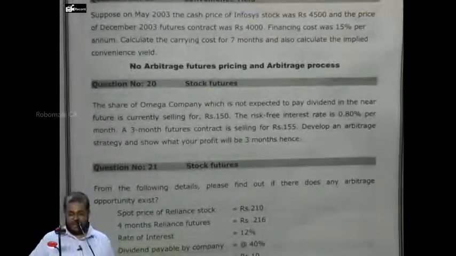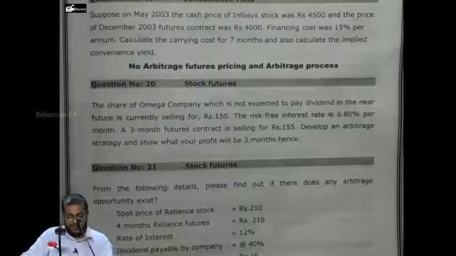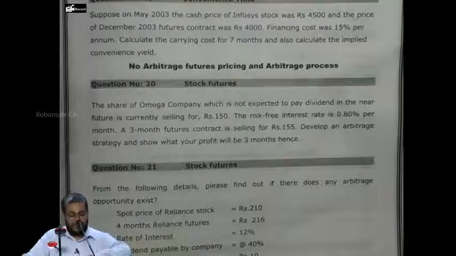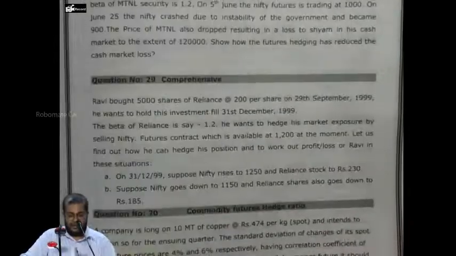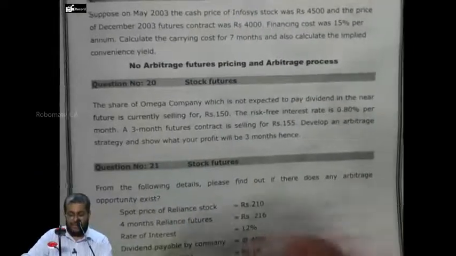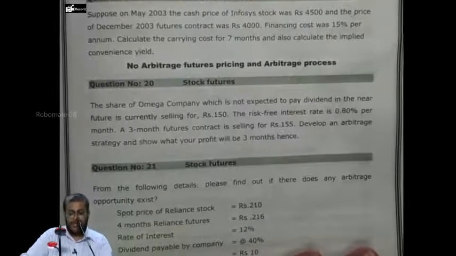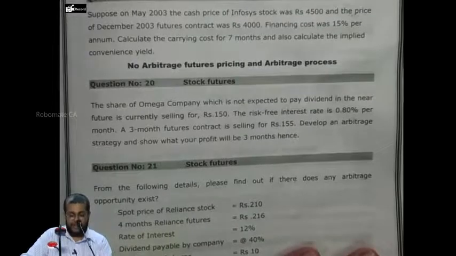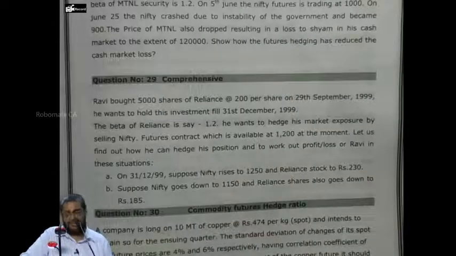Now, next take question number 20. No-arbitrage pricing problems. Okay. Now, everybody, let's do it together. What's the time? 8:15. Okay. I am not launching a rocket. 8:20. No problem.